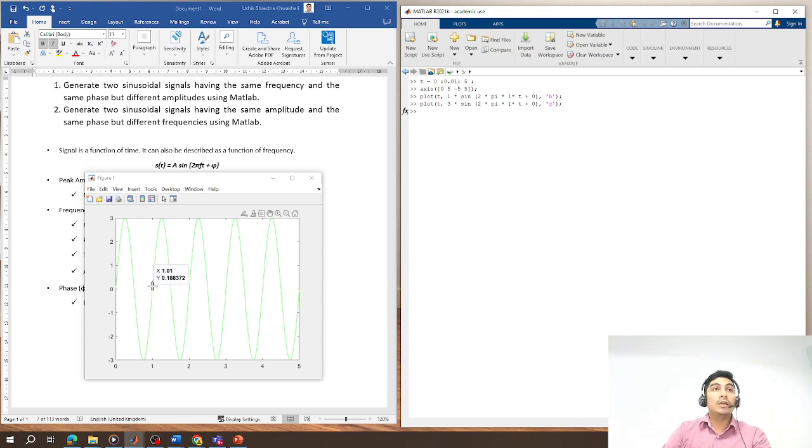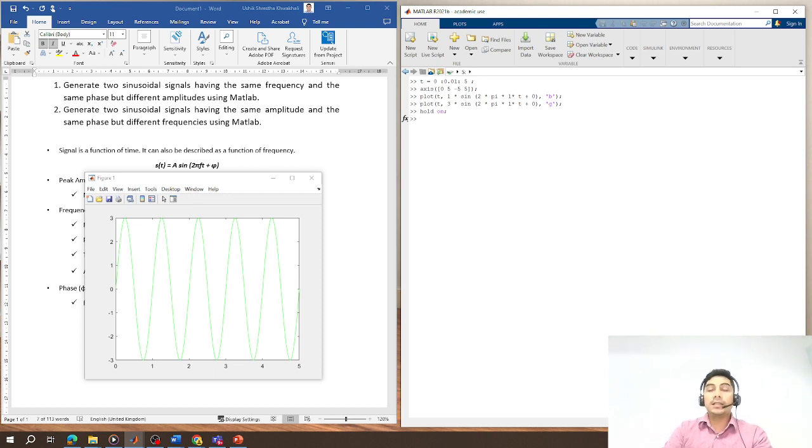But here is only one signal, and the previously generated signal is not available anymore. So if we want to have two signals in the same figure, then we use the command hold on.